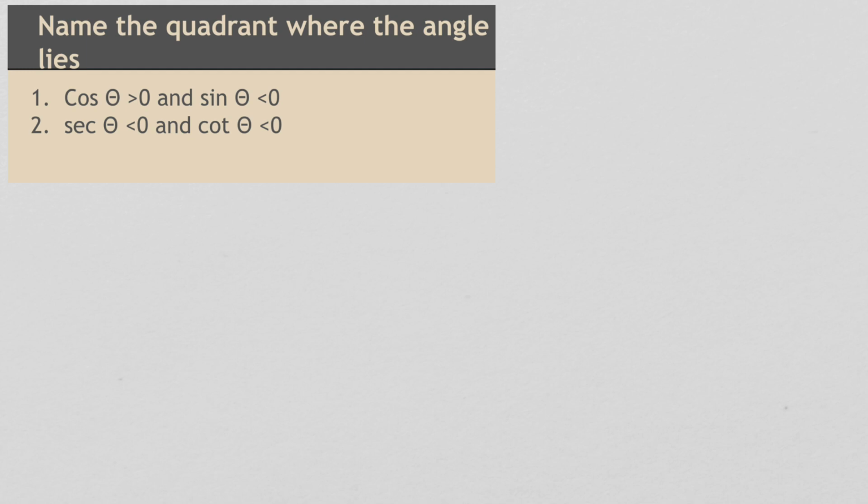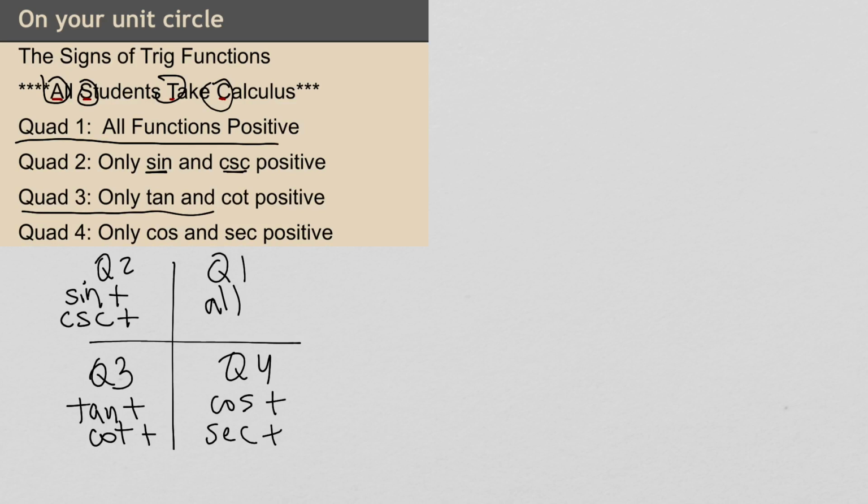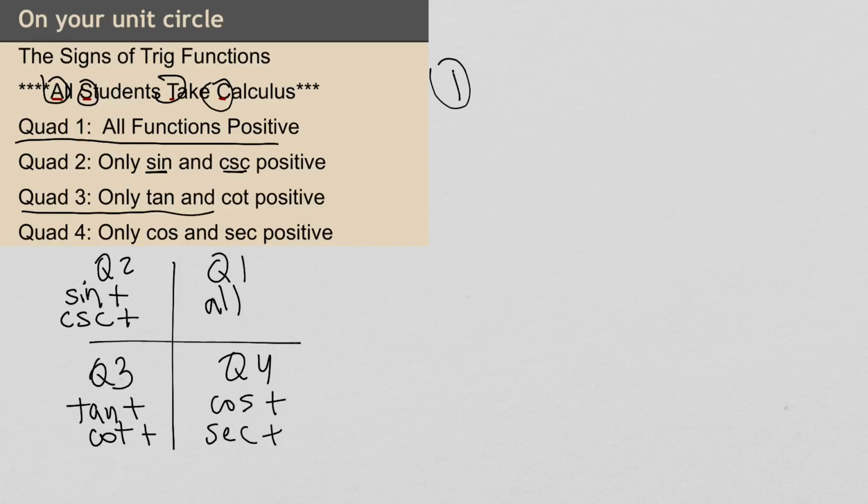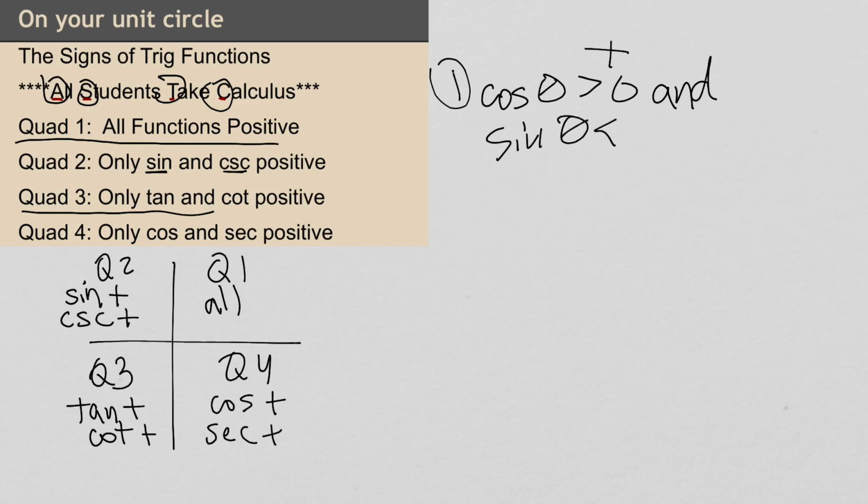Name the quadrant where the angle lies. So what quadrant is cosine of theta, cosine of some angle, greater than 0, and sine of this angle is less than 0? So I'm going to rewrite that over here. Okay, cosine is greater than 0, so that means positive. And at the same time, where is that angle less than 0 for sine, so that means negative.